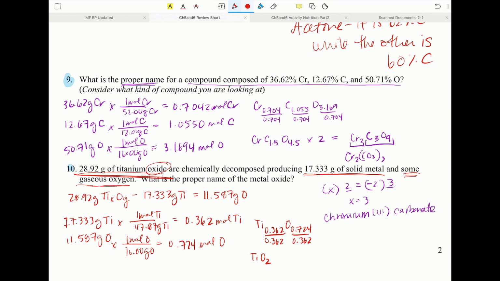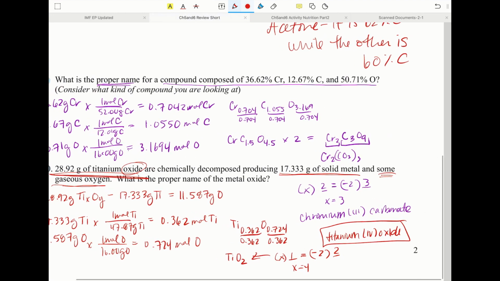The last problem, now we've got to work to figure out the charge of that titanium because it's a type 2 metal. So the charge of oxygen is -2 and there are 2 of them. There is only 1 titanium, which means X, or the charge of titanium, must be 4. So then our proper name would be titanium(IV) oxide.